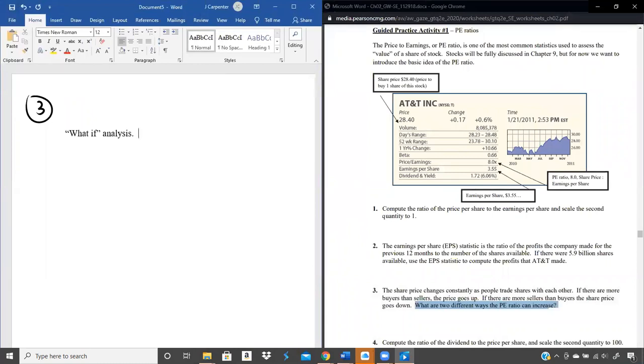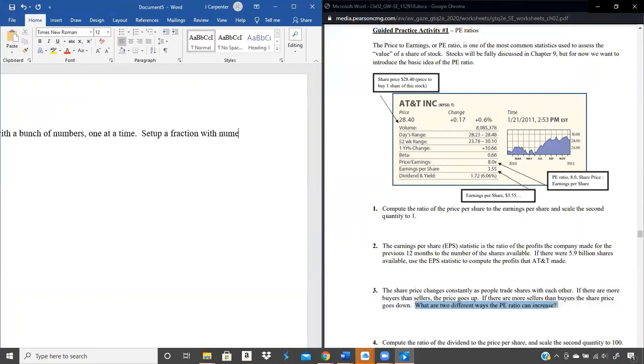It's the same idea as when we had that car loan where you're looking at 5, 6, 7, 8, 9, 10% loans and taking that loan for 1, 2, 3, 4, 5, or 10 years or whatever that range was. If you do this, what happens? If you do that, what happens? So we're just going to play with a bunch of numbers at a time. For this particular problem, we are going to set up a fraction with numbers we choose.